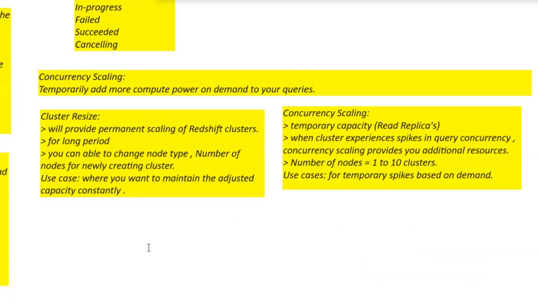So let's move into the details of this concurrency scaling. When do we use this concurrency scaling? To provide capacity to the Redshift cluster. Which feature did AWS add under Redshift to provide capacity to the Redshift cluster? AWS added the concurrency scaling option under properties.